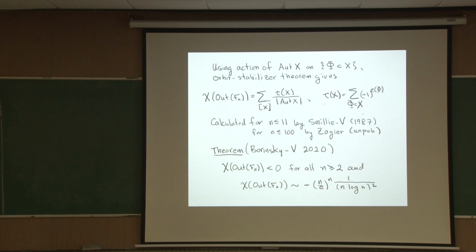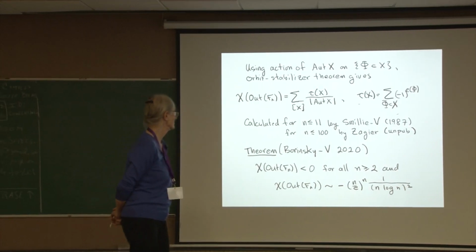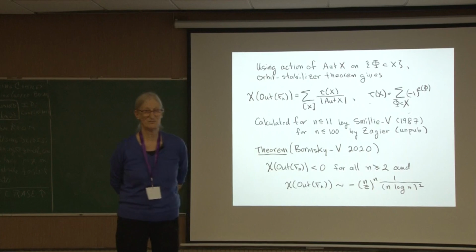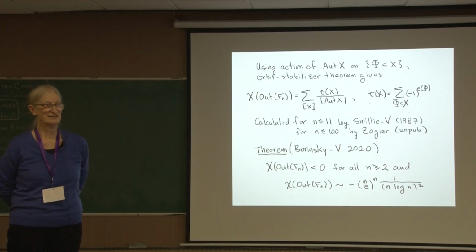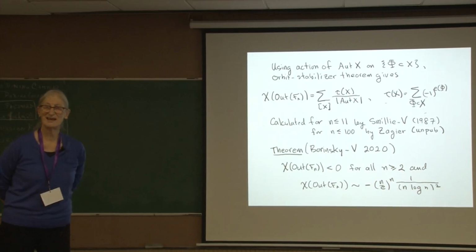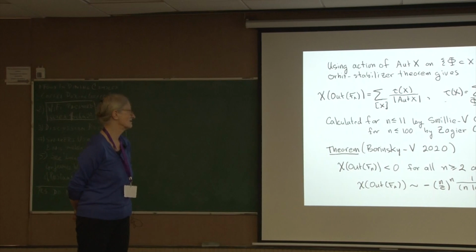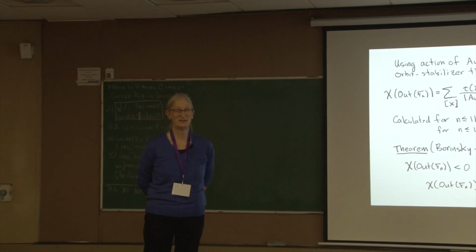So yeah, I think it looks easier. Anyway, this was calculated for n less than or equal to 11 by John Smillie and myself in 1987. And we sent the results to Don Zagier and asked him what these numbers were. And he said he didn't know, but he calculated them for n up to 100. They were all negative. They all seemed to be growing very, very fast, but we couldn't prove anything about that.